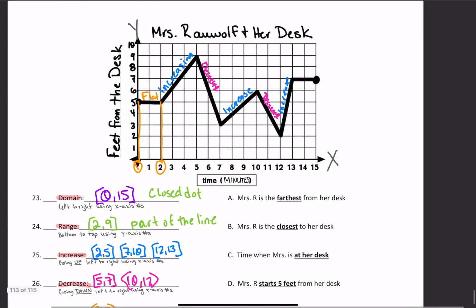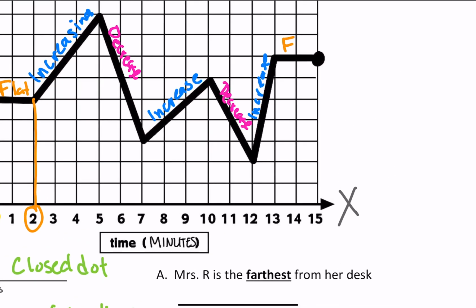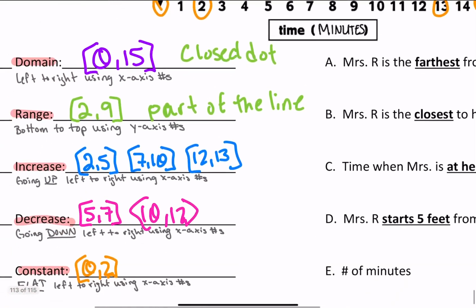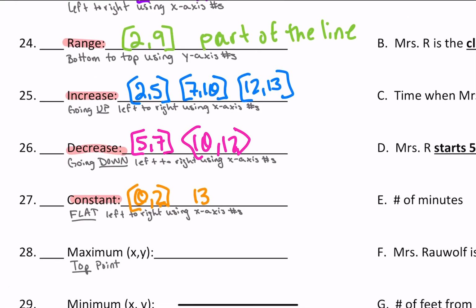The next flat part is this last bit. Starts being flat at time 13, stops being flat at time 15. So we go from 13 to 15, part of the line and a closed dot.